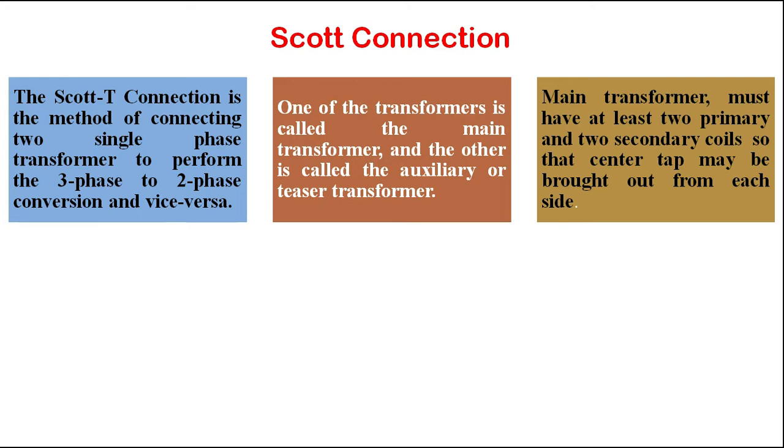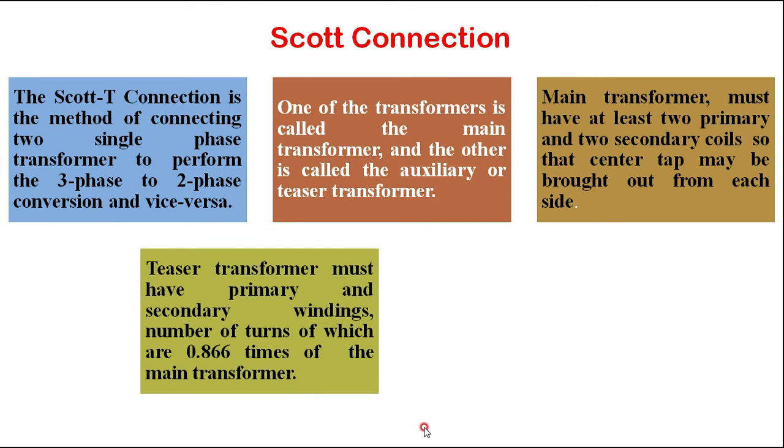The main transformer must have at least two primary and two secondary coils. Means the primary of the main transformer has a center tap with two windings, one on each side and a center tap in between. It consists of two primary windings and two secondary windings with a center tap D, which I will show in the figure. So the center tap may be brought out from each side.